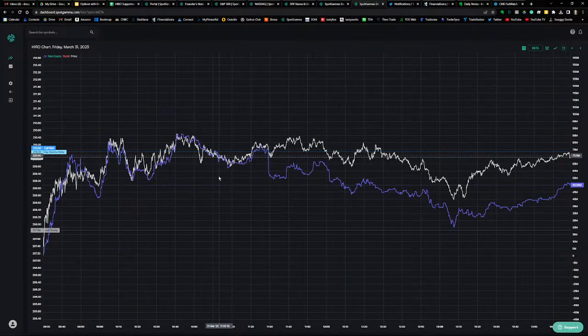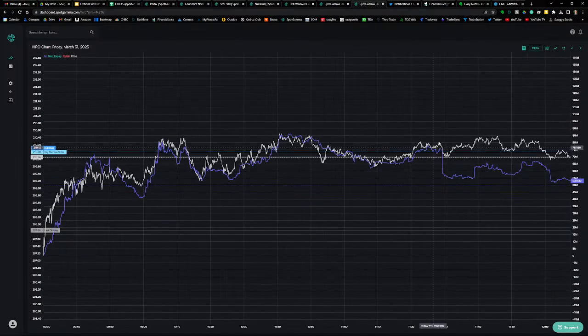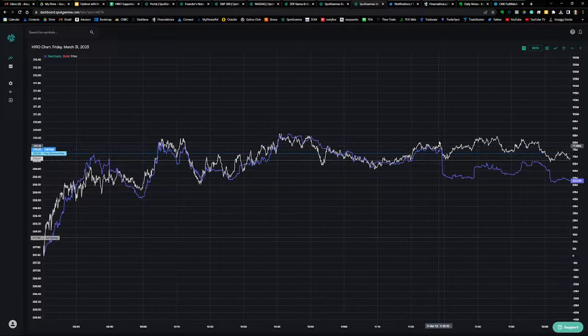Zoom in. Look at the morning session. Strong confirmation between options trades, hedging flow, and price action.